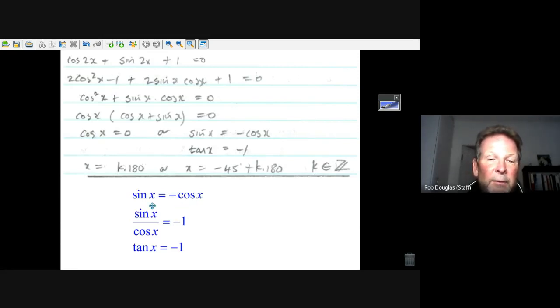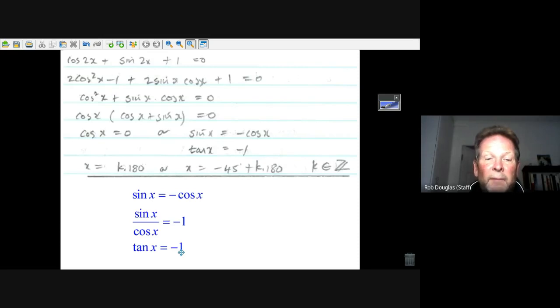If I divide both sides by cos x, sine x divided by cos x is what happens on this side, and cos x divided by cos x gives me 1, so minus 1. Oh, but sine x over cos x is one of those fundamental trig identities, and it equals tan x. Now we've got a single function, tan x equals minus 1.